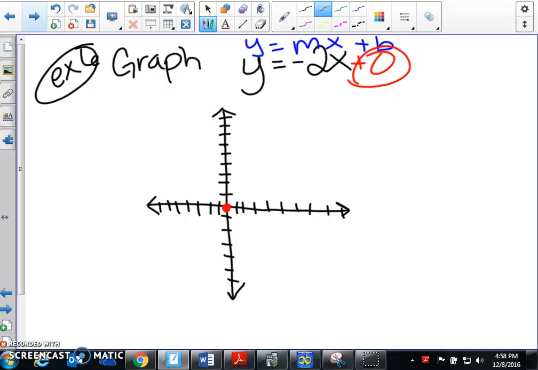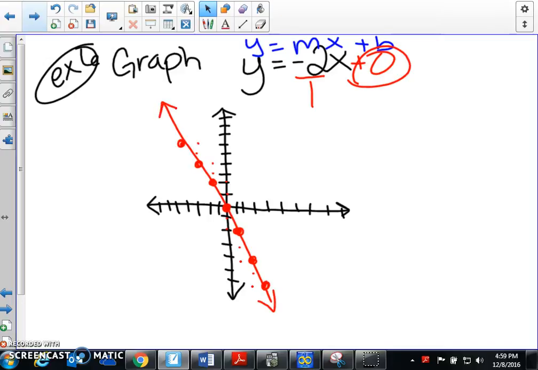That's my b. And then I just take my slope, which in terms of direct variation is just my constant variation, and I put it over 1. So that would be negative 2, or I rise negative 2, go over 1, fall to 1, and then do the opposite. Connect your dots. Has to go through the origin.